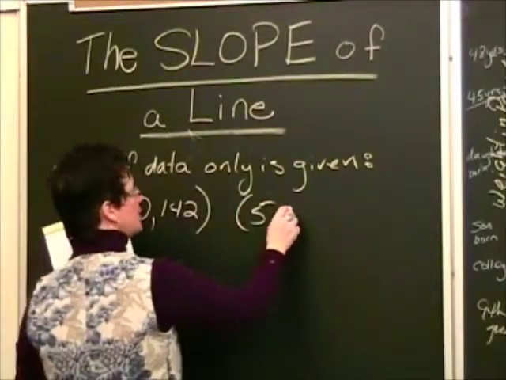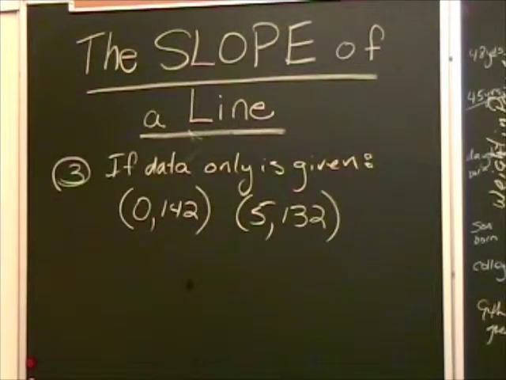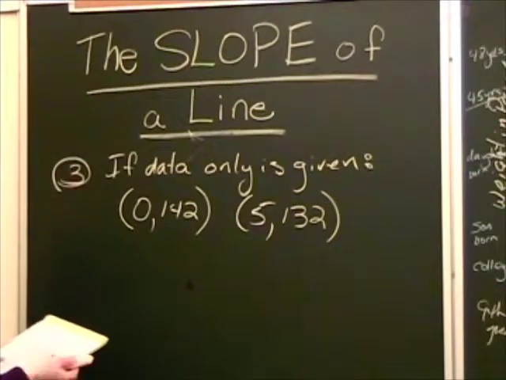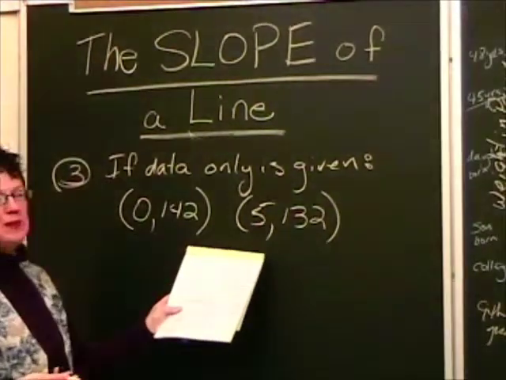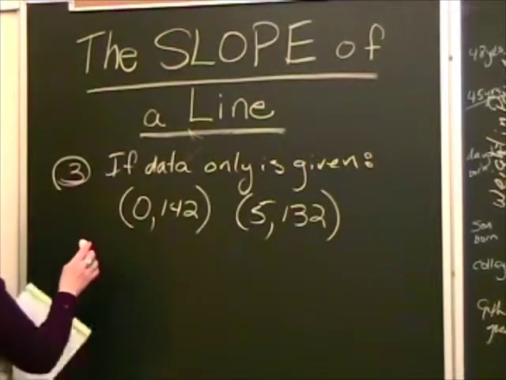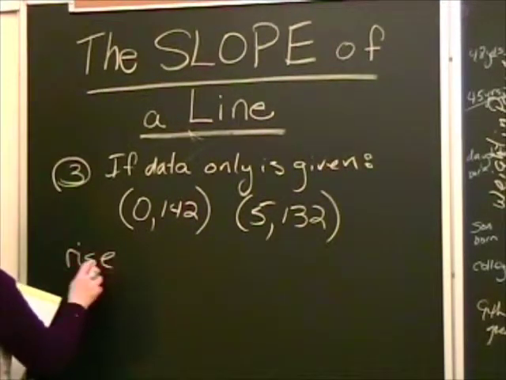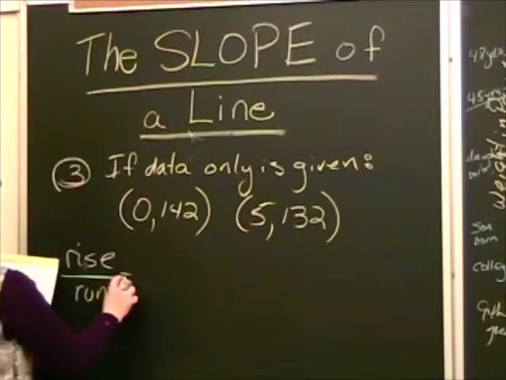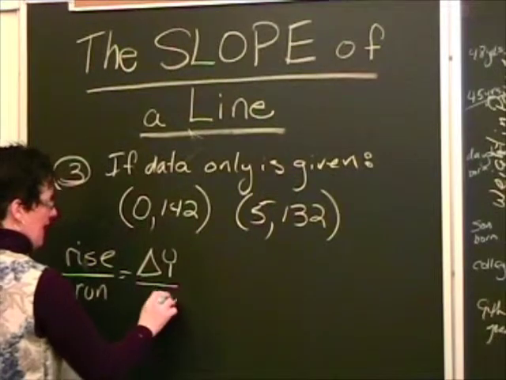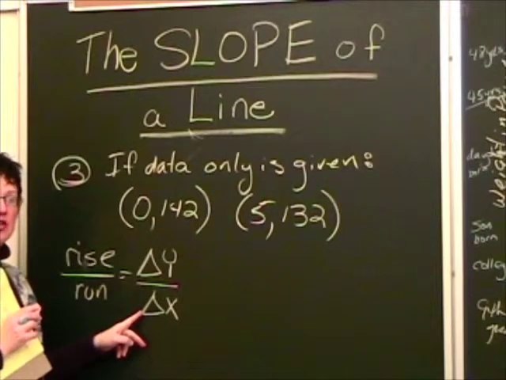Okay. Let's say all we have is these 2 pieces of data, and from those we want to determine the slope or the rate of change. Well, we've done this before. If you're given 2 pieces of data and you want to find a rate of change, it's just the same thing: rise over run, or as we spoke of before last week, delta y over delta x. This means the change in y over the change in x.